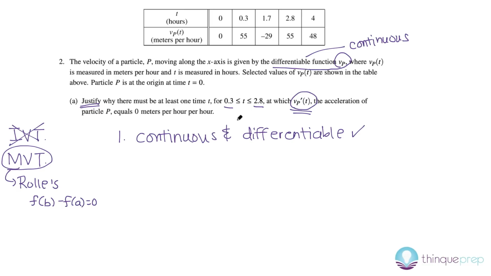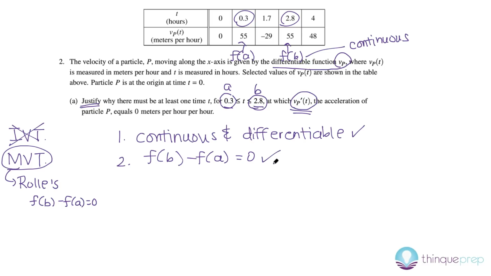Let's also check what the difference between our f of b and our f of a is. They give us these as our boundaries, so we can call 0.3 our a and 2.8 our b. So this is our a and this is our b. Therefore, this would be our f of a and this would be our f of b. So then f of b minus f of a is equal to 0. So we've also satisfied that condition for Rolle's theorem.